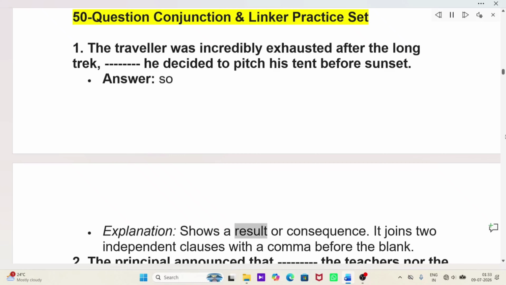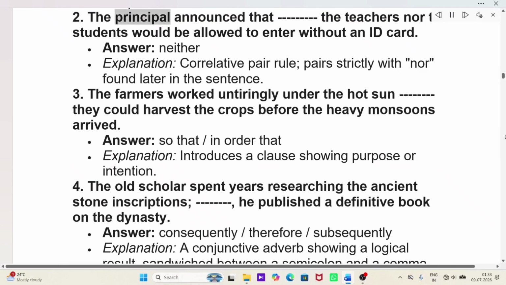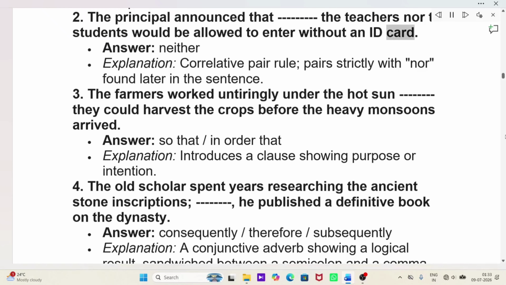Explanation: shows a result or consequence. It joins two independent clauses with a comma before the blank. 2. The principal announced that the teachers nor the students would be allowed to enter without an ID card. Answer: neither. Explanation: correlative pair rule, neither pairs strictly with nor found later in the sentence.